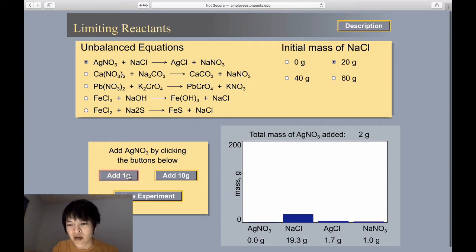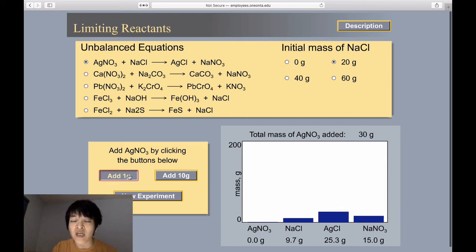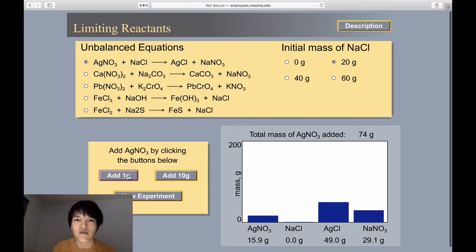So here we go. I'm going to add 1 gram at a time, and every time I'm adding more and more, the amount of product just increases. You're also going to notice the amount of sodium chloride is going to decrease. It's because the sodium chloride is reacting with the silver nitrate. And then eventually, if I do this enough, it'll reach a point where all of the sodium chloride has reacted. And now the silver nitrate has nothing to react with, all right?